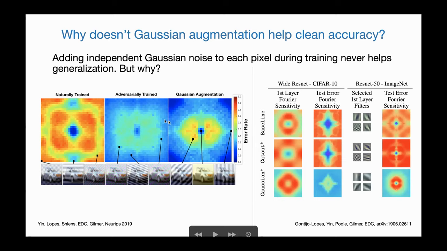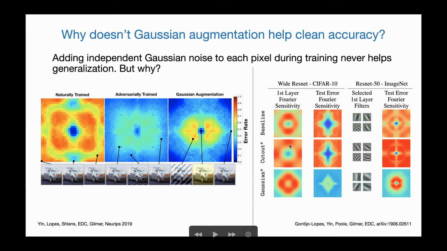We did this in a similar paper at the same time, where if you look at, for example, how sensitive the initial layers are in a CNN, or how much the test error increases if you apply Gaussian noise projected onto high frequency Fourier components, you notice that models trained with cutout become extra sensitive to high frequency information.